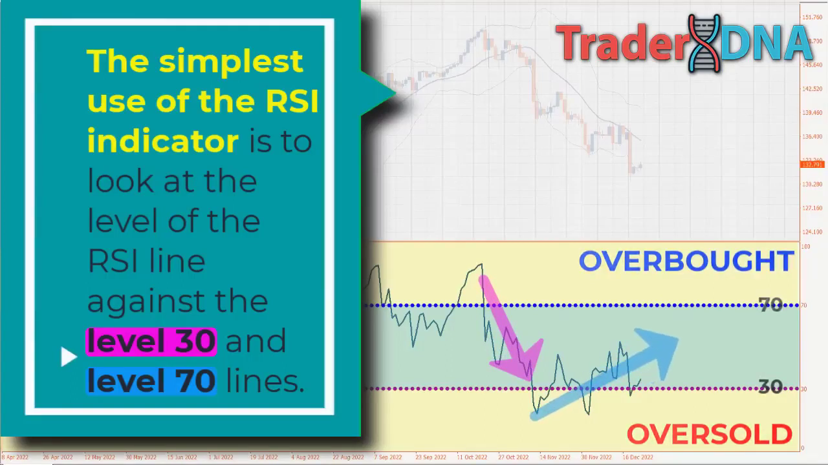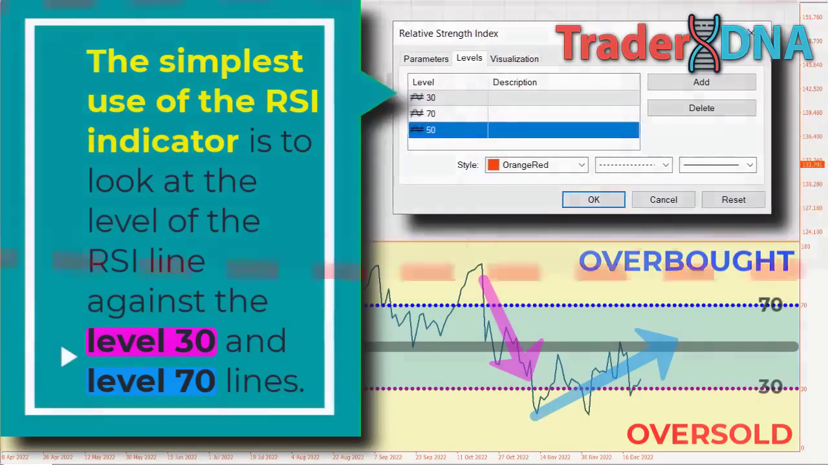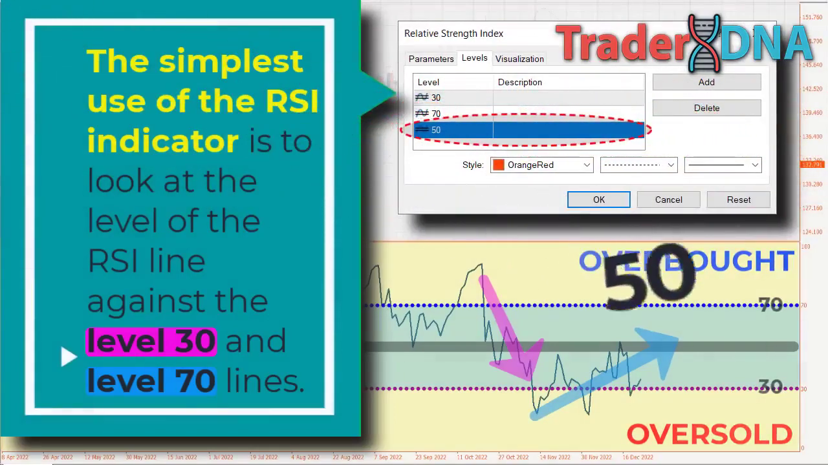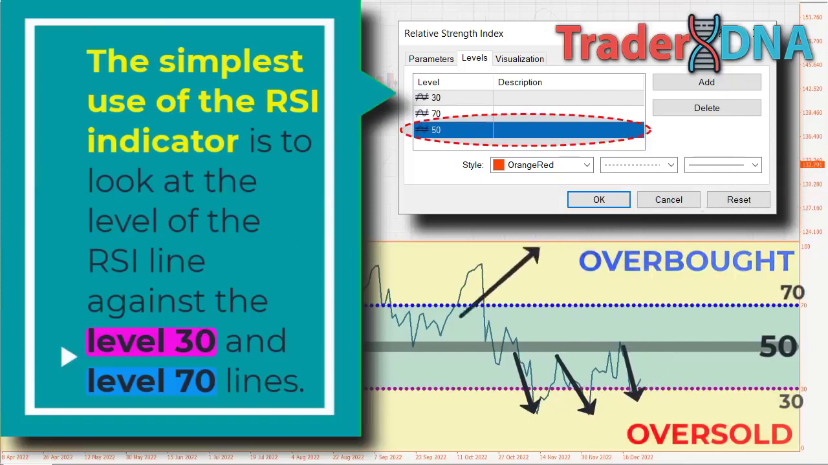In other practices, RSI users can add the 50 level, which is used to measure the bullish or bearish trend. For more settings, click Properties on the RSI indicator, and on the Levels tab, add level 50. The reading of the trend direction with the 50 RSI level is simple. If the RSI line is below the 50 level and is pointing downwards, it means the trend is bearish. If the RSI line is above the 50 level and is pointing upwards, it means that the trend is bullish.